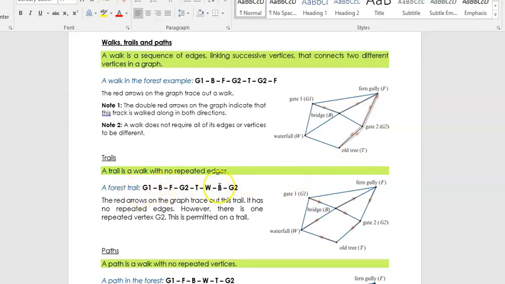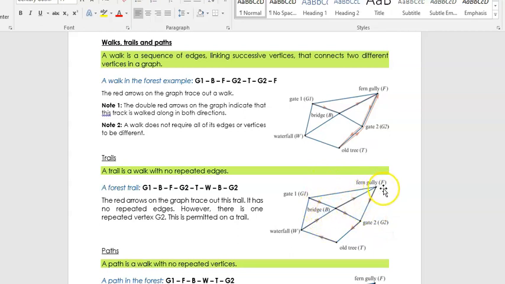So for this forest trail, we're going to start at gate 1. We're going to go to the bridge, to the fern gully, to gate 2, to the tree, to the waterfall, and then to the bridge again, and then to gate 2. Now there's no repeated edges. These edges here between gate 1 and fern gully haven't been walked over. It doesn't matter as long as there's no repeated edges, like in the walk where we go over it again. As long as there's no repeated edges, this is considered a trail. So a trail just means we don't turn back to another part that we've walked over.